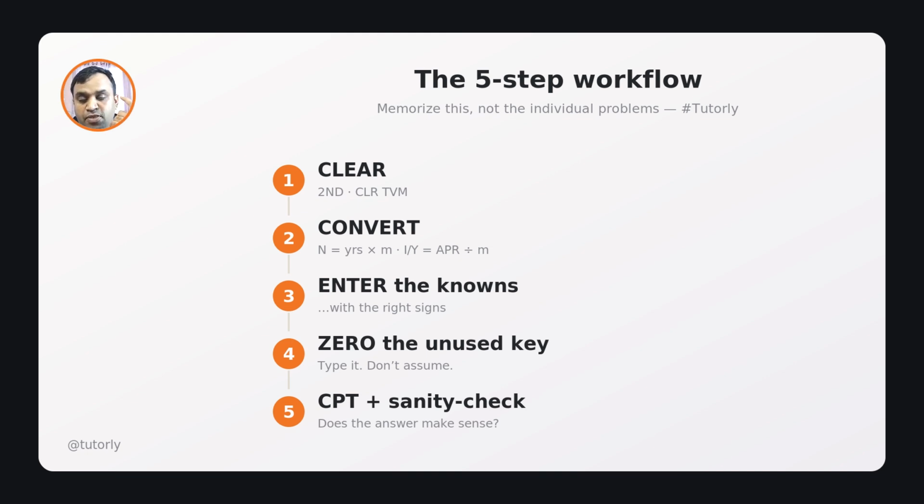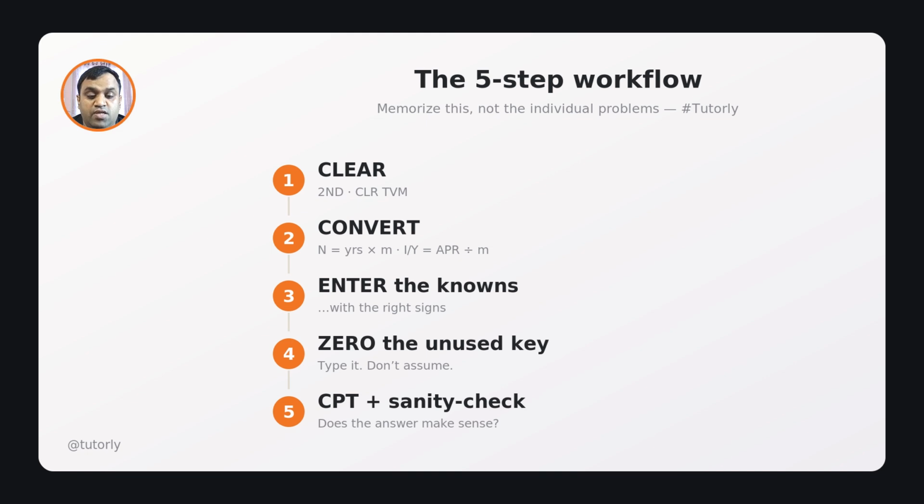So the number 1 is clear, second clear TVM, 2 convert. N is your times period per year. Then I/Y is your annual rate divided by period per year. 3. Enter your three knowns with the right signs. 4. Put a 0 in the key you are not using.